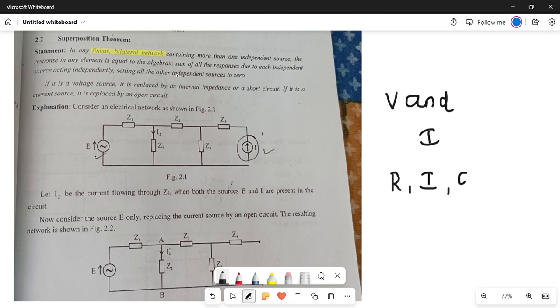So, containing one or more independent sources. What is an independent source? An independent source is the one wherein there are many independent parameters, right? That is what your independent source is.